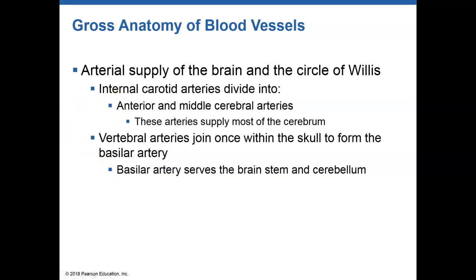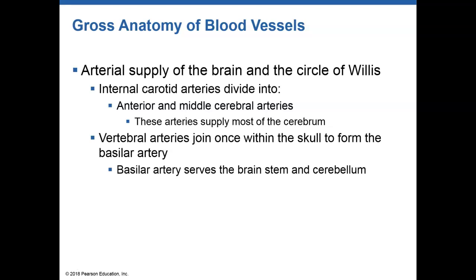So let's now look at the brain, because the brain needs a really good blood supply. If you leave the brain without oxygen for even a short period of time, it can cause brain damage. So we have a really great protection. We have a special structure called the circle of Willis that helps to maintain not only blood flow, but also helps maintain pressure within the brain.